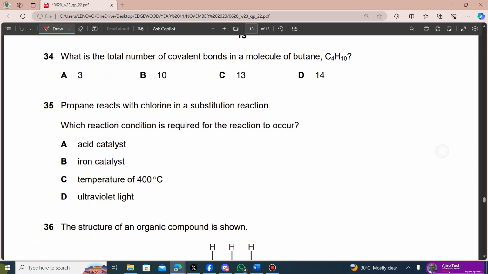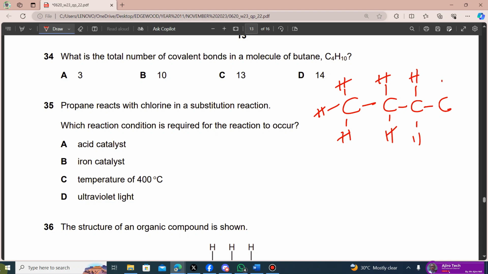What's the total number of covalent bonds in the molecule of butane? Now you have to be very careful when doing this, because if you do it wrongly, you get the wrong answer. So let's draw butane together and see how to get the number of covalent bonds. We attach 10 hydrogens, 3 here, and 1 here, here, and here. Now, covalent bonds: 1, 2, 3, 4, 5, 6, 7, 8, 9, 10.